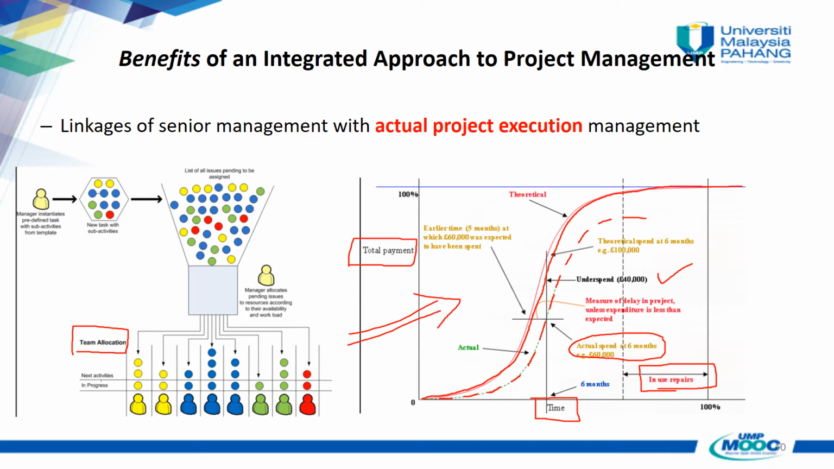Because we will utilize the milestone, we will utilize the Gantt chart, we will utilize Microsoft Project to make sure that our project or product is in progress. So we will list all pending issues to be reassigned to each of our resources, so that the manager will allocate pending issues to resources according to their availability and workload, so that this repair condition can be maximized.